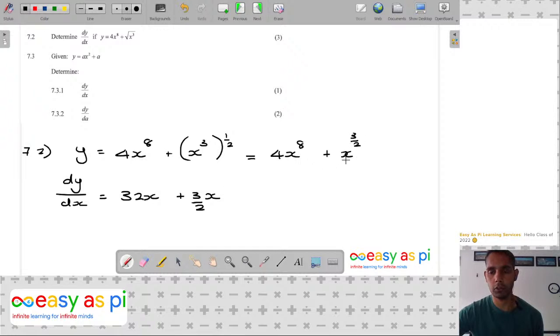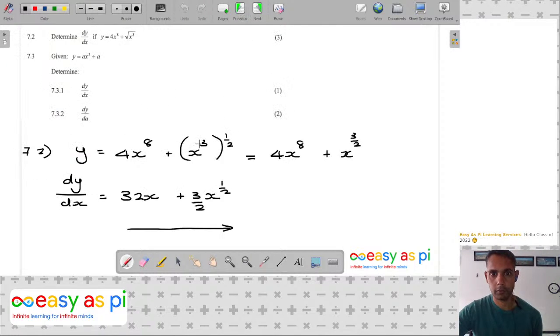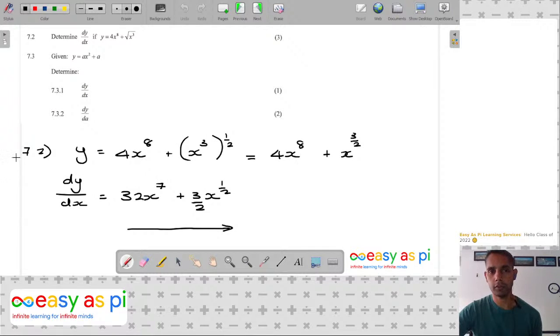So the 3 over 2 goes to the bottom, and then I take away 1. So 3 over 2 minus 1 is 1 over 2. Okay, and I've got it in positive exponents, so this becomes my final answer. You'll notice I've got 32x to the 7, because that 8 goes down and then I take away 1, 32x to the 7 plus 3 over 2x to the half, and that is my answer for 7.2.